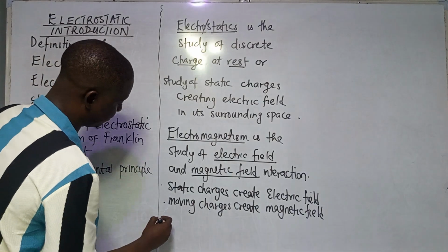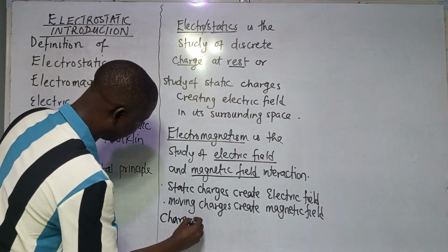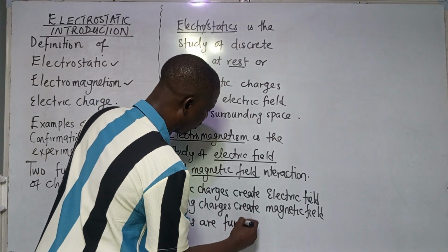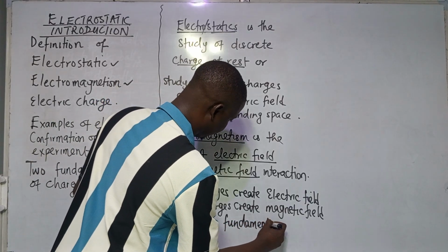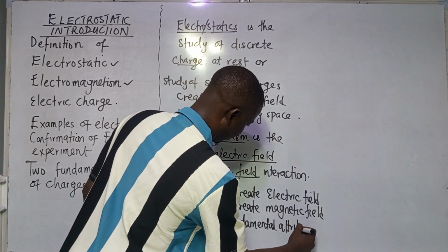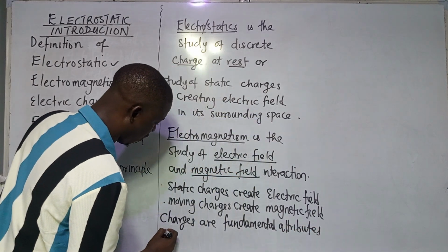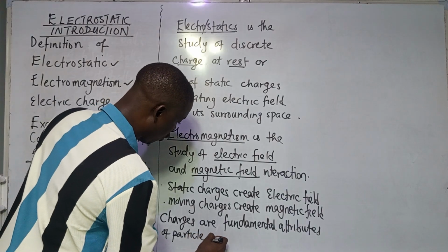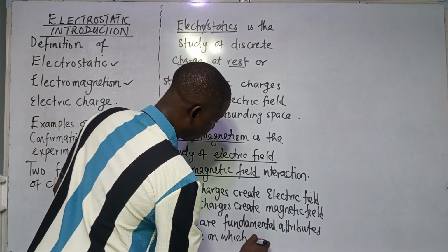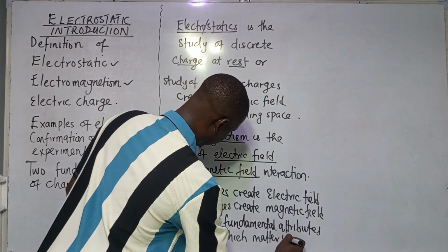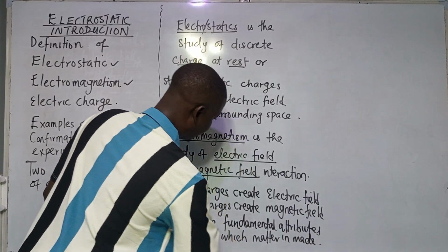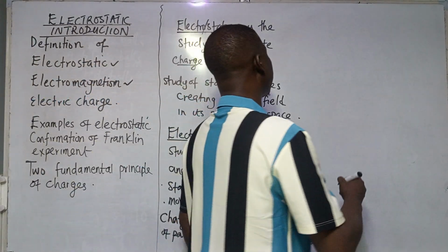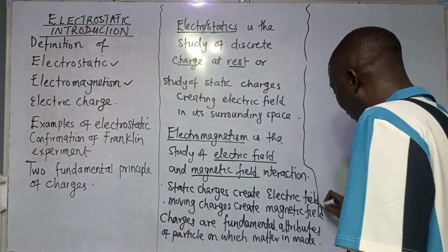Now what about charges? Electric charges are fundamental attributes of particles on which matter is made. They are fundamental attributes on which matter is made. Now, let me basically break something down for you.